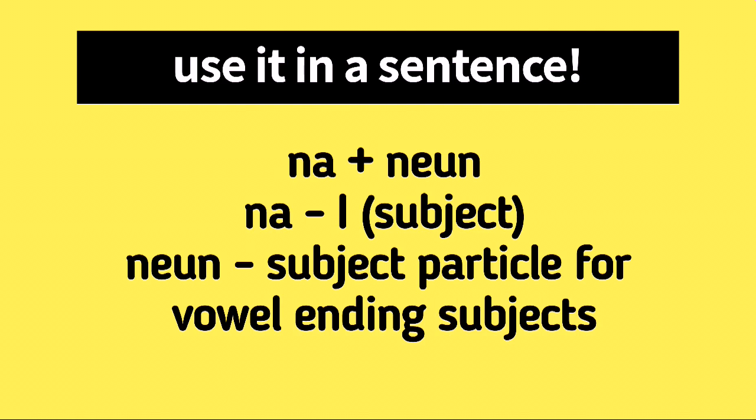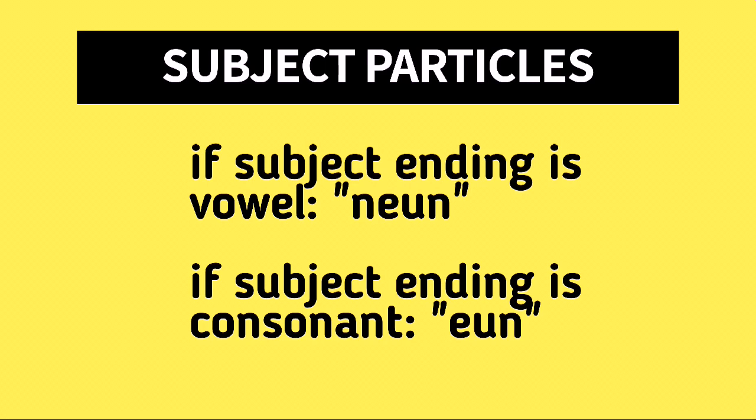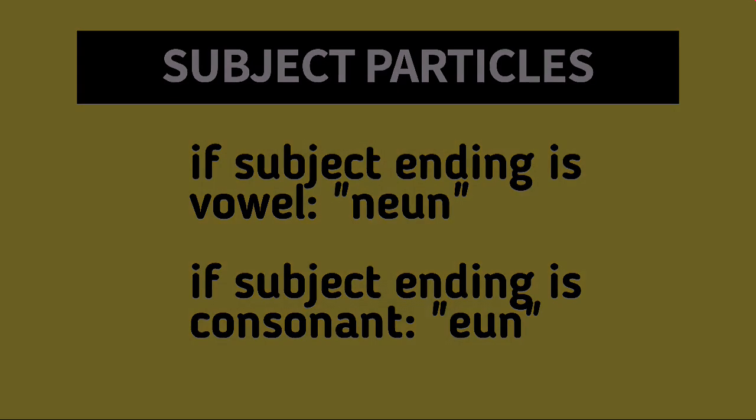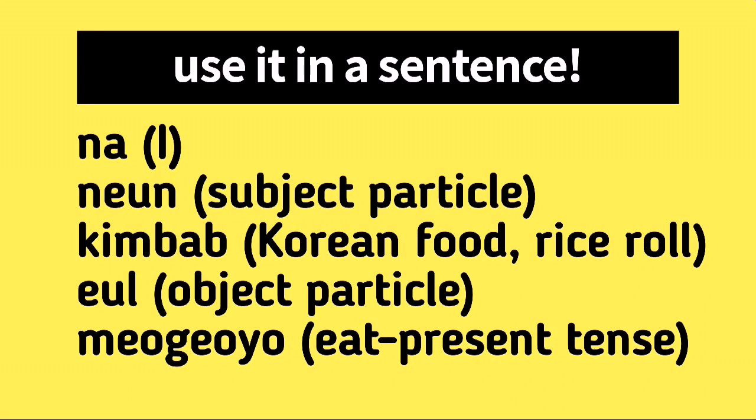In Korean, the subject is usually accompanied by a subject particle. This time, nun is the subject particle. The general rule is if the subject ending is a vowel, the subject particle to be used is nun. And if the subject ending is a consonant, the subject particle to be used is un. And for the case of na, which has a vowel ending, we will use nun.